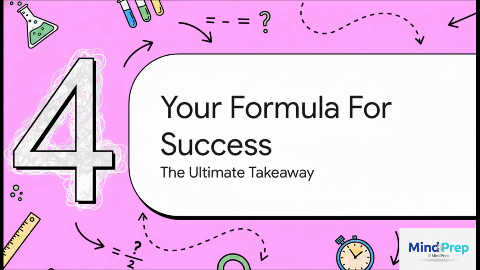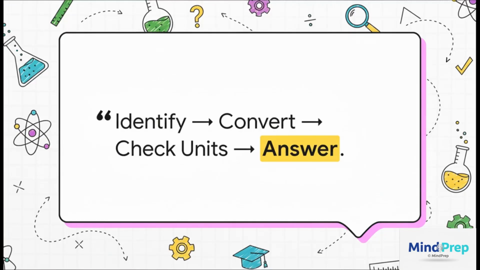So after all that, what's the one big thing you should take away from this whole explainer? Well, it's a simple, repeatable formula for success. This is your new mantra. Every single time you see a question with mixed up units, this process just kicks in. First, identify what you have and what you need. Then, convert, using the right ratio and the right direction. After that, do a quick check to make sure your final units match what the question is asking for, and then, only then, do you pick your answer.